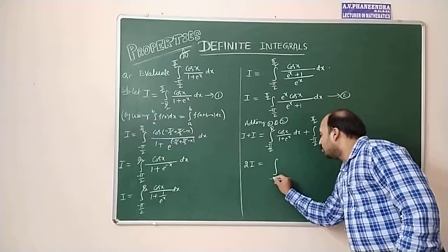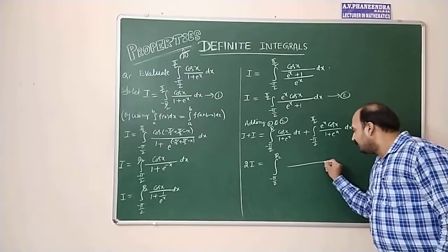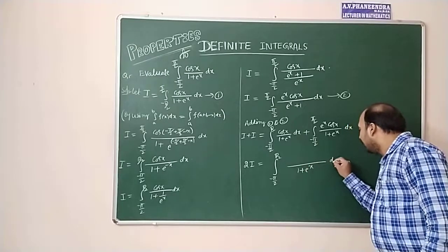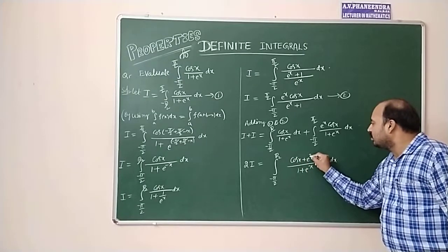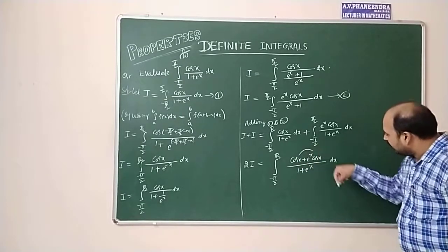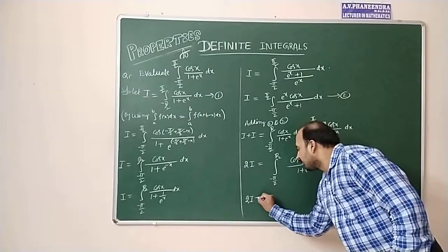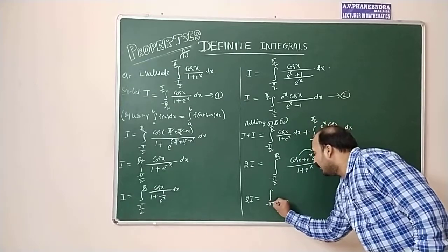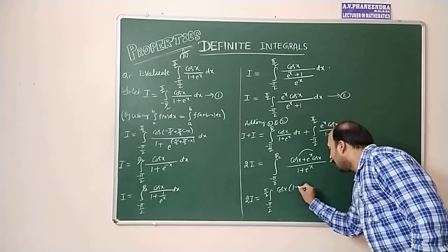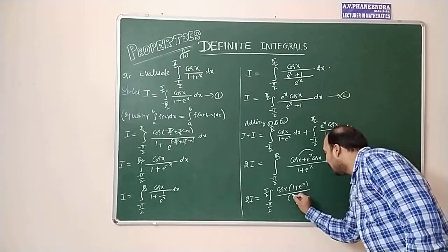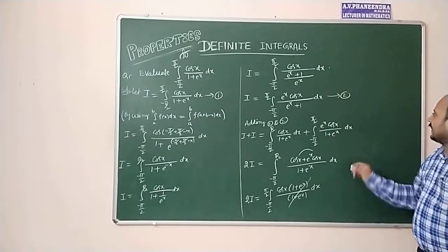Integral minus pi by 2 to pi by 2. Observe that 1 plus e power x is the LCM, into dx. Now add the numerators: cos x plus e power x into cos x. Take common cos x from the numerator. 2I equal to integral minus pi by 2 to pi by 2 cos x into 1 plus e power x divided by 1 plus e power x into dx. So 1 plus e power x, you can get it cancelled.